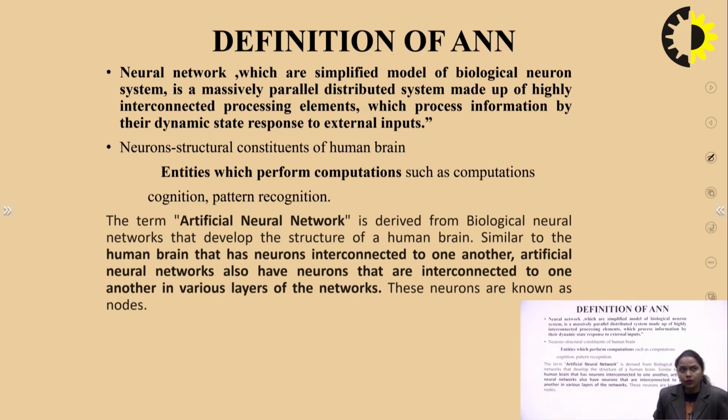ANN. Neural networks are a simplified model of the biological neuron, which is a massively parallel distributed system made up of highly interconnected processing elements which process information by their dynamic state response to external inputs. Neurons are the structural constituents of the human brain, entities which perform computations such as recognition, cognition and pattern processing.